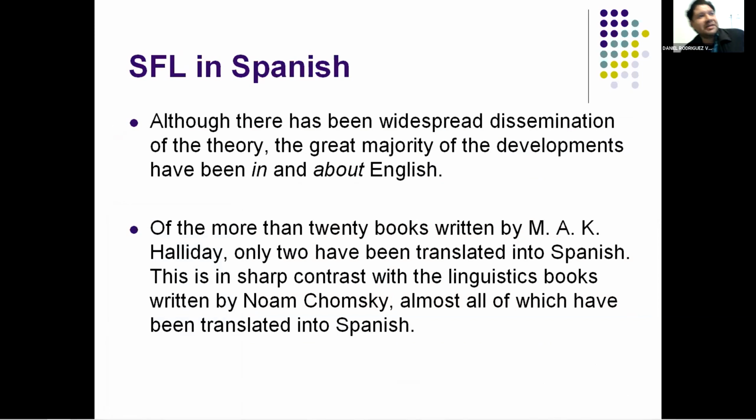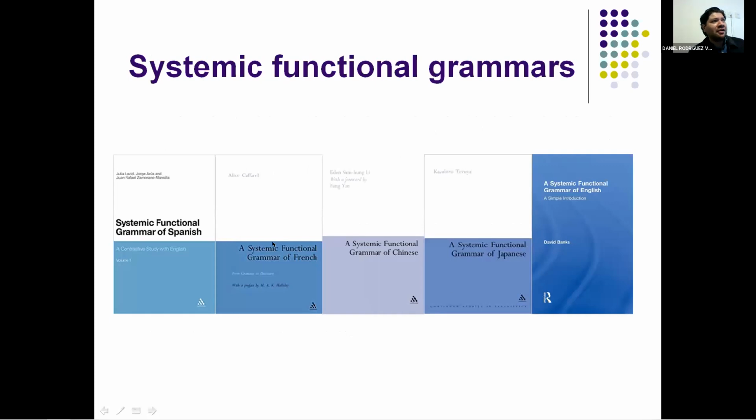We know that although there has been widespread dissemination of the theory, the great majority of developments have been in and about English. And when we consider the number of books translated into Spanish written by Halliday, only 2 have been translated into Spanish. And this is in sharp contrast with the linguistics books written by Chomsky. Almost all of those books have been translated into Spanish. We also have a lot of systemic functional grammars of different languages. For example, Spanish, French, Chinese, and Japanese, all of them written in English.